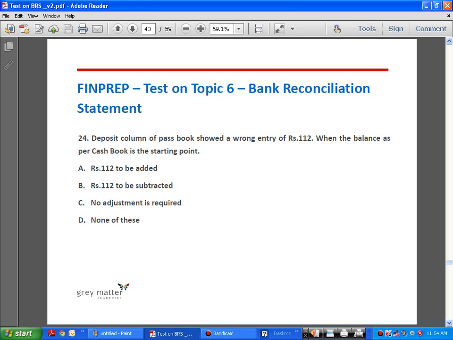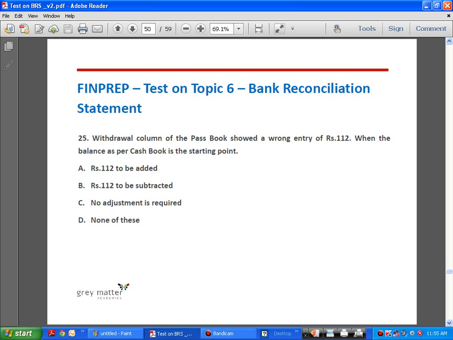Next question. Deposit column of passbook showed a wrong entry of 112 when the balance as per cash book is the starting point. Okay, so there is a wrong entry of 112 in the deposit column of the passbook. It means that the balance as per the passbook is overstated when compared to the balance as per cash book, and when we are starting with the balance as per cash book, we have to move from a lower number to a higher number, and so we have to add 112.